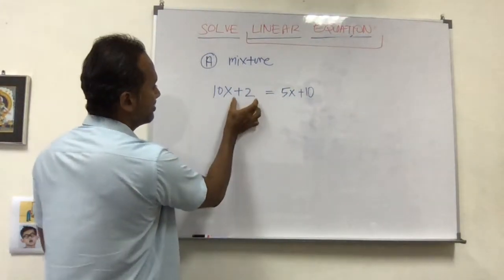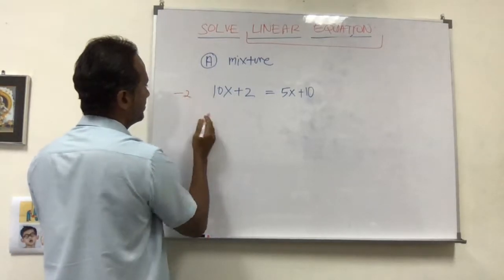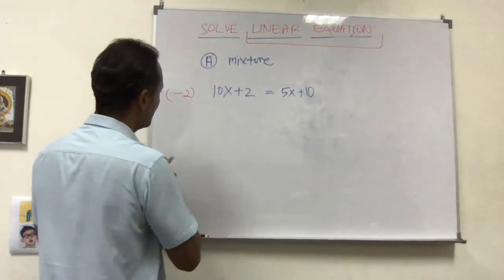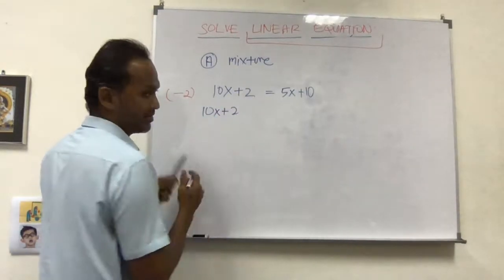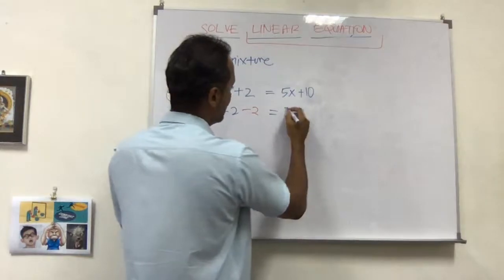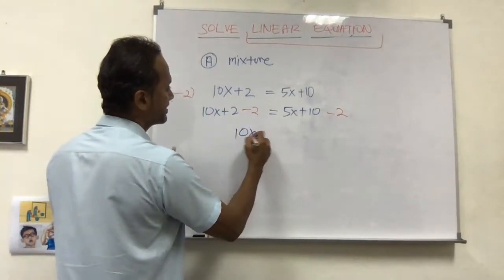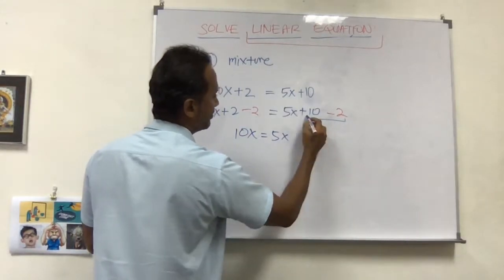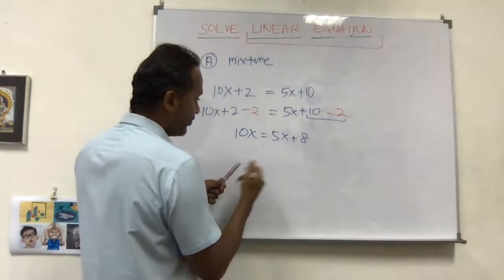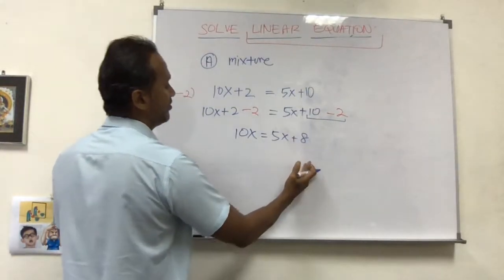For example, here we can get rid of the 2 by just minus 2. So remember, if I minus 2 on the left hand side, I will do the same thing on the right hand side. So it becomes 10x plus 2, the original one, minus 2, and we need to do the same thing for the right hand side. It's 5x plus 10, so we minus 2. Now we can simplify, it becomes 10x equals 5x plus 8. So there you have it. Now we have a number on our right hand side, but at the same time we have an unknown as well. So we have to bring it to the left.